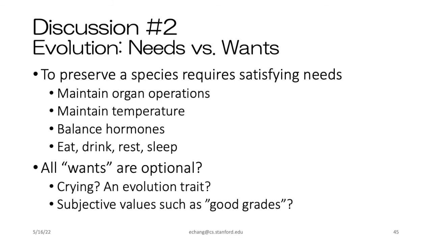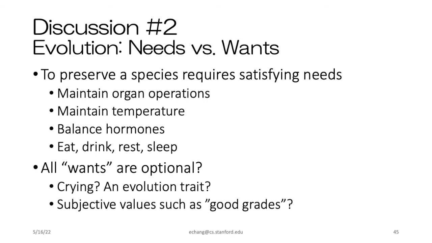And finally, I'd like to challenge you guys with discussion question number 2. We know evolution involves satisfying our fundamental needs. Otherwise, a species would go extinct, right? And for wants, we consider those are optional. Those are luxuries. To preserve a species requires satisfying the needs managed by the hypothalamus, including maintaining organ operations, maintaining our body temperature, balancing body hormones, and managing eating, drinking, rest, and sleep.